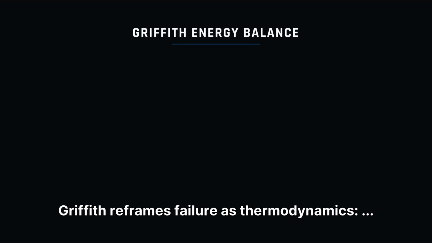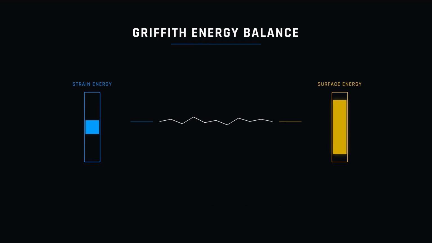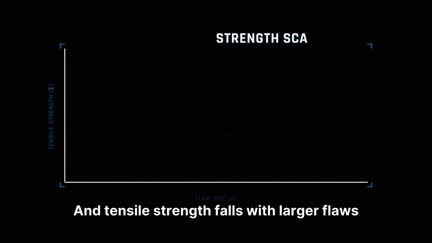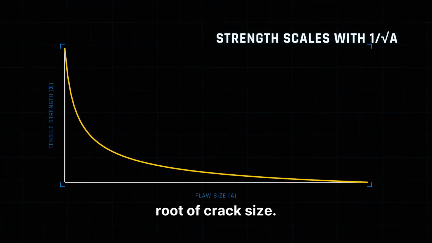Griffith reframes failure as thermodynamics. A crack propagates when the released strain energy can pay for new surface energy, and tensile strength falls with larger flaws, scaling roughly with the inverse square root of crack size.